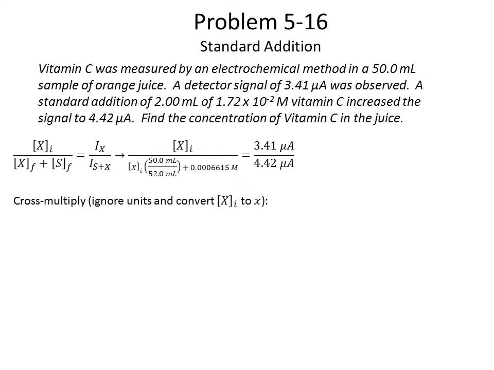In order to solve for Xi, we cross-multiply. We will temporarily ignore the units and also convert Xi to X for simplicity. Once we cross-multiply, we have 4.42x is equal to 3.41 times the denominator on the left side, 50 divided by 52 times x plus 0.0006615. This becomes 3.279x plus 0.00256 on the right side.